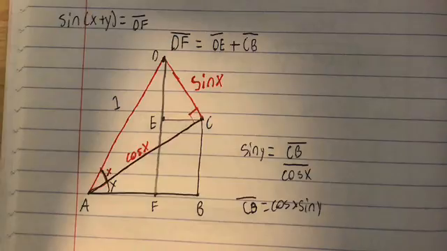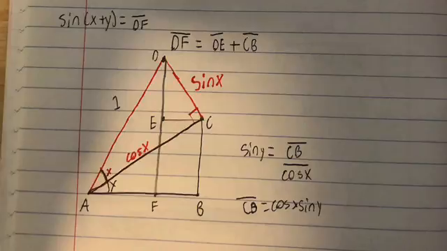Now we want to find the values of line segments DE and CB, and we do this by identifying as many sides and angles of these two triangles as we can. We'll start with the red triangle. First, we can look at the side DC, which is opposite to the angle x, and we know that taking the sine of x would be equal to the opposite side over the hypotenuse. In this case, it would be DC over 1. So we can write that the line segment DC is equal to sine of x.